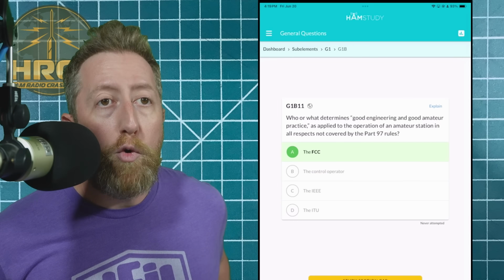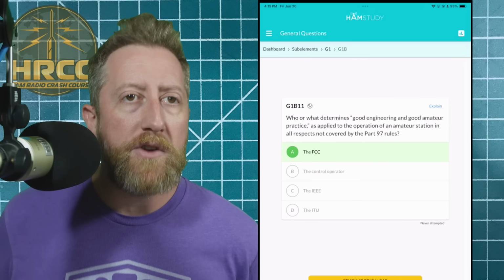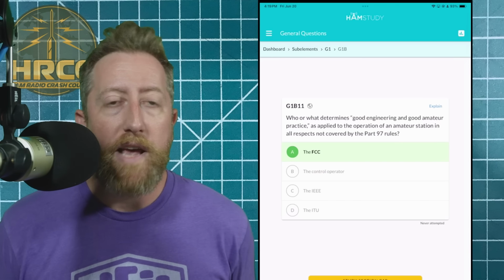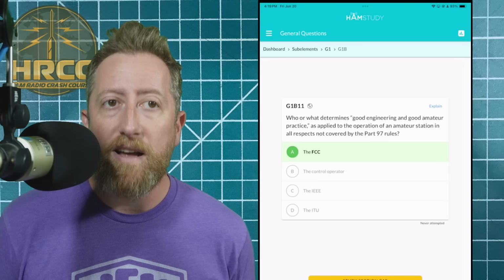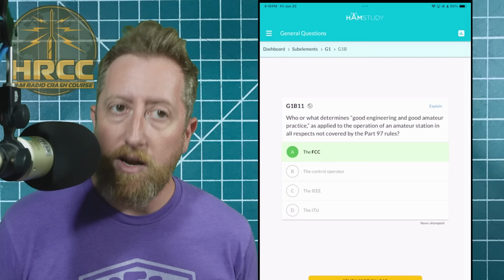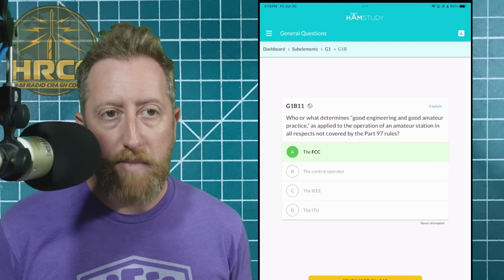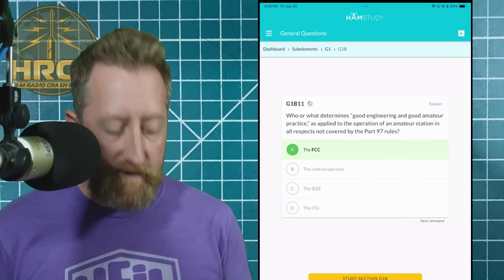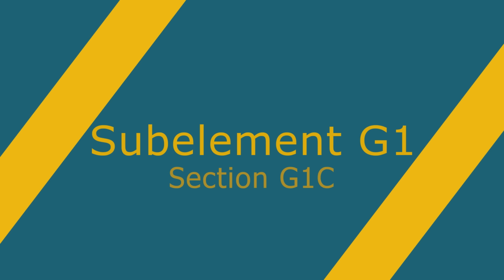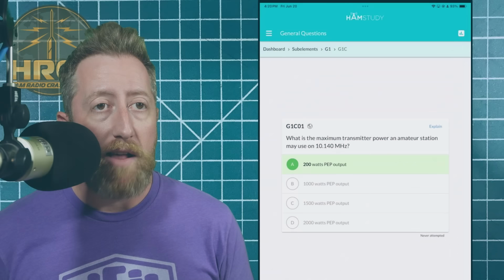Question 11. Who or what determines good engineering and good amateur practice as applied to the operation of the amateur station in all respects not covered by the Part 97 rules? And that is, at least in the United States, the FCC. Makes sense. And that is the end of Section G1B. Let's go on to Section G1C, moving right along through sub-element 1.